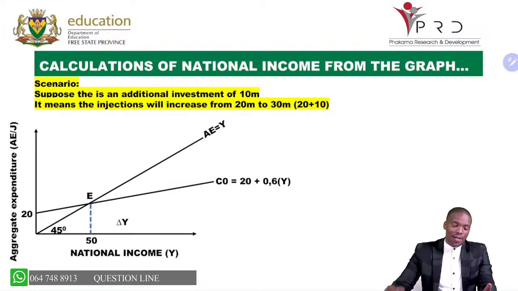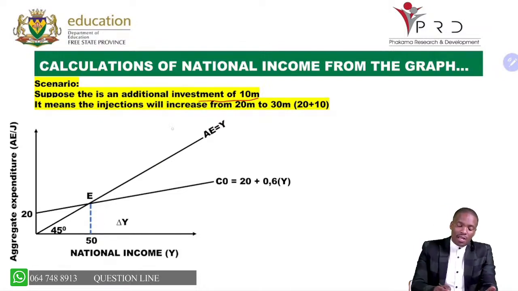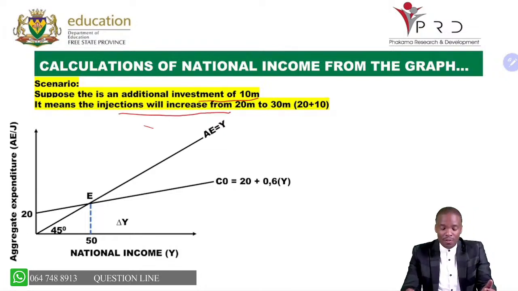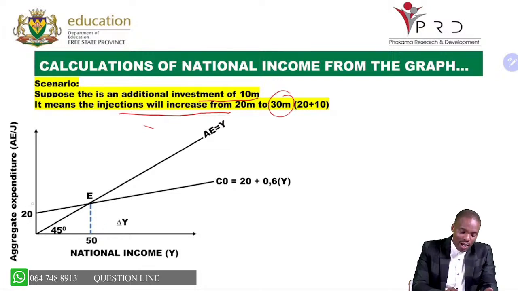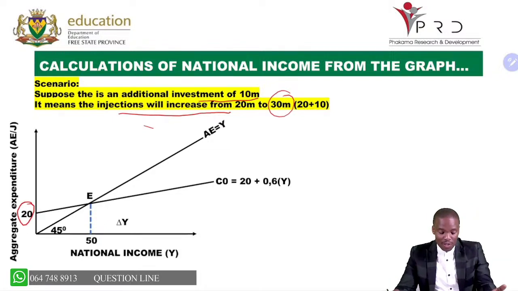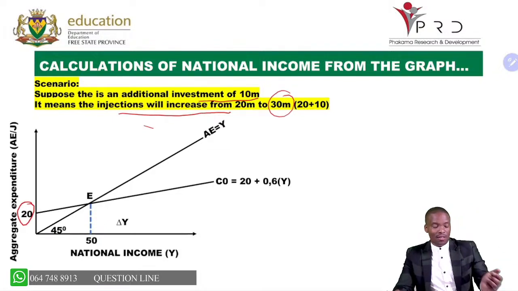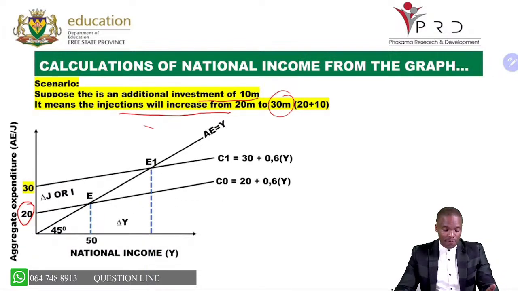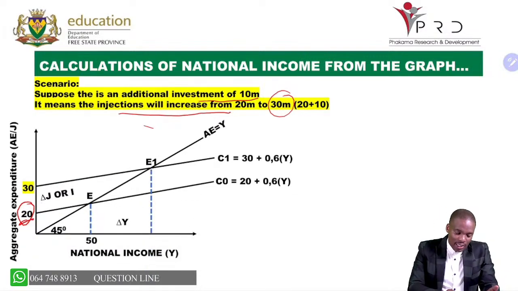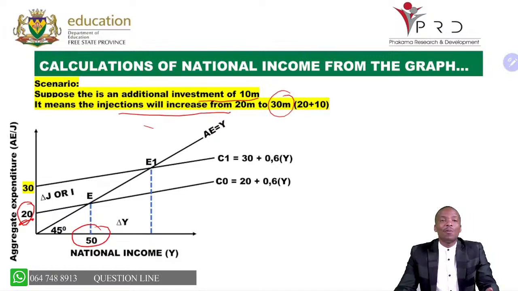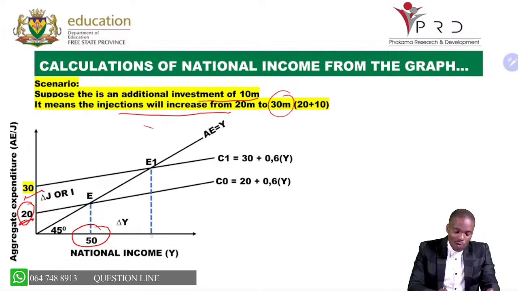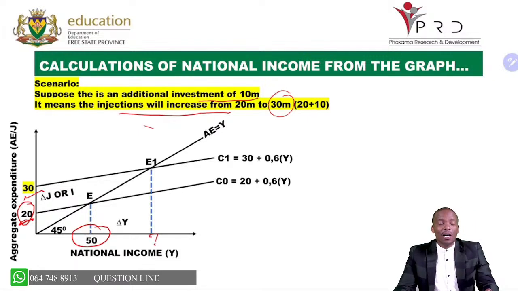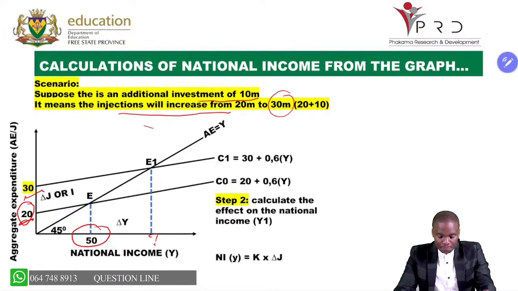Another scenario, suppose now that there's additional investment of 10 million. It means the injections will increase from 20 million to 30 million. How do we do that? Already we had 20, that was our autonomous consumption. Now we are adding another 10, that will give us 30. And with the 20, we know that our national income was 50. So with 30, what is the value of the national income there? Okay, let's look at it.